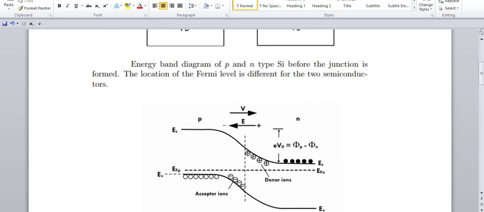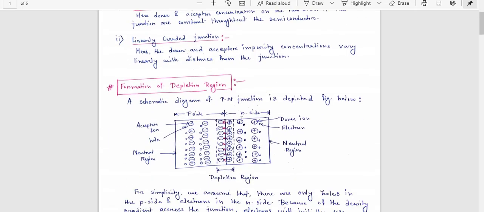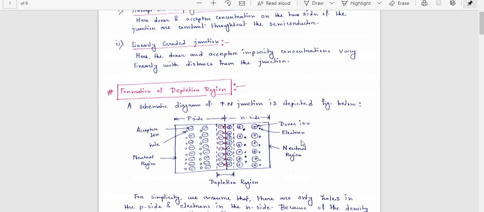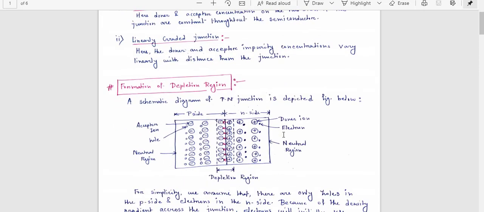Now come to the total procedure, how this PN junction is formed. First, just remember these two points: basically there are two types of junction. One is the abrupt or step graded PN junction and the other is the linearly graded PN junction. Now, how is this junction formed? So this is P-type and this is N-type.